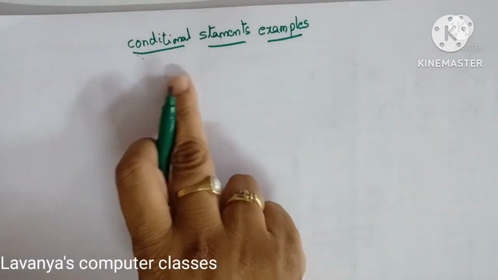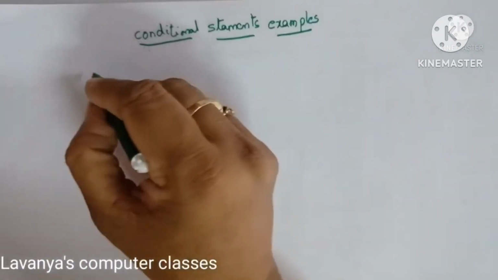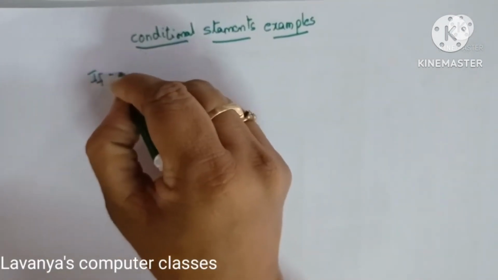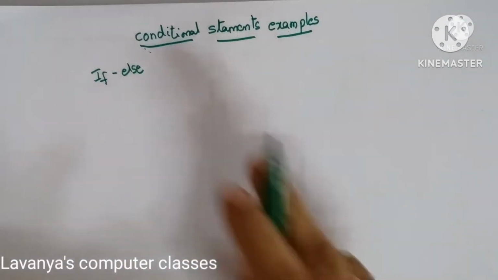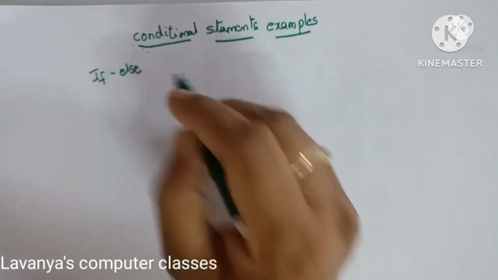Check it once. Now we will explain the conditional statement programs. In the conditional statements, I will explain the first one, the if-else statement, with an example program. First I will explain the syntax of the if-else statement.